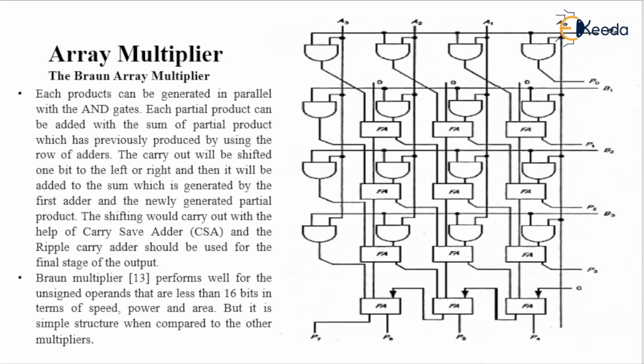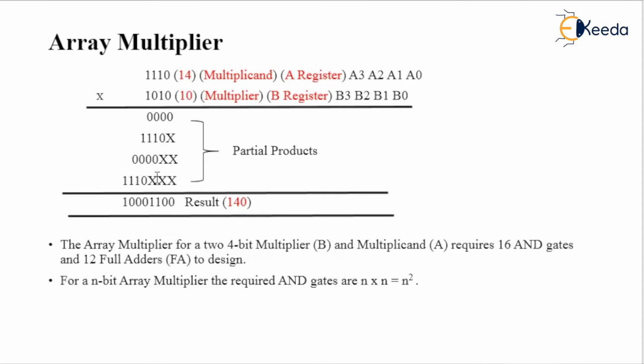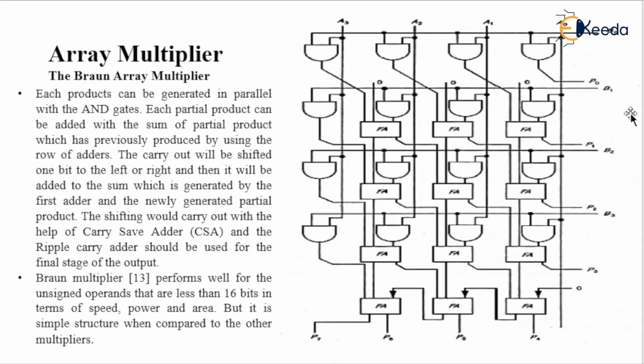All will show these outputs. So the resultant value is going to be dropped across these signals: P0, P1, P2, P3, P4, P5, P6, as well as P7, if there is an extra number. Next, in the operation here, each product can be generated in parallel with AND gates.